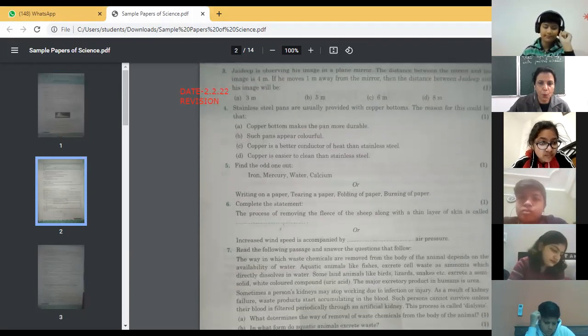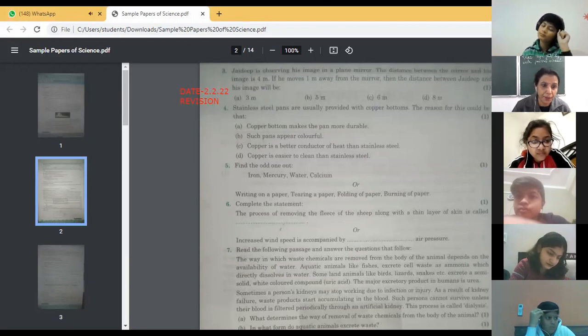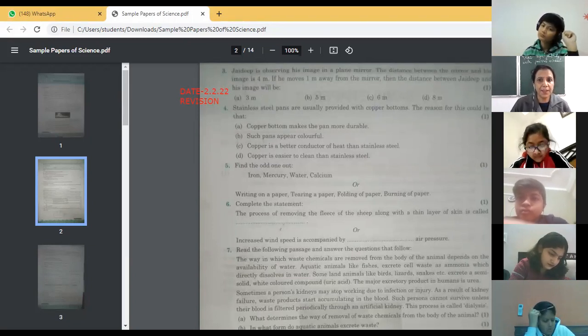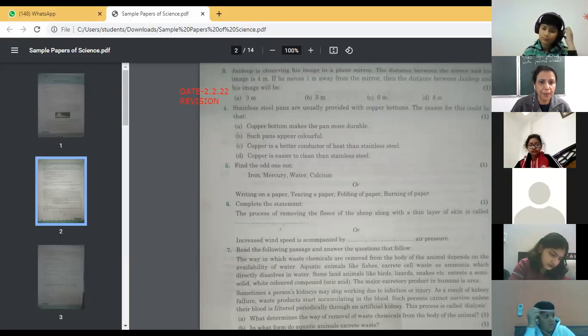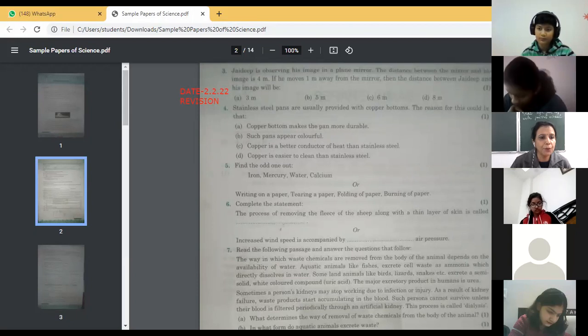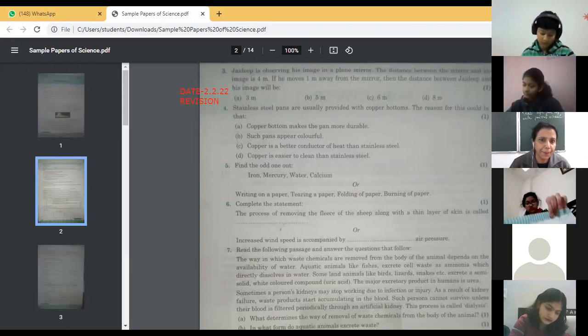Jaideep is observing his image in a plane mirror. The distance between the mirror and image is 4 meters. Children, read this question carefully. If he moves 1 meter away from the mirror, then what is the distance between Jaideep and his image? So you have to tell the distance between the object and image. The options are with you.